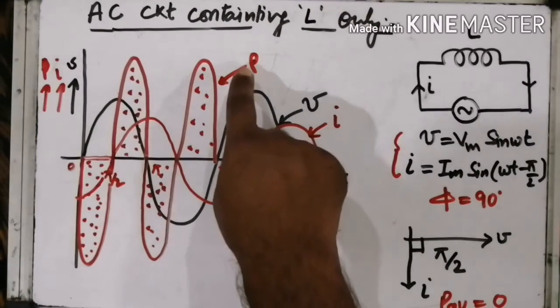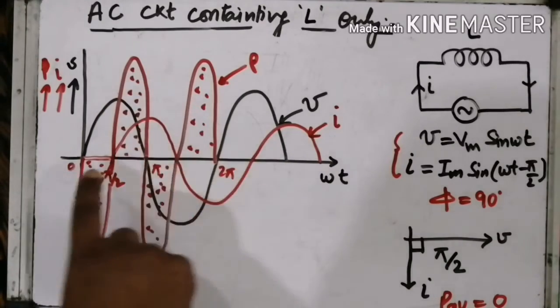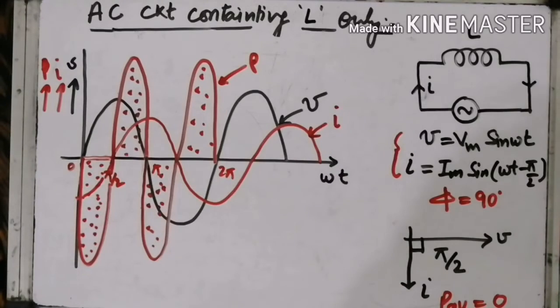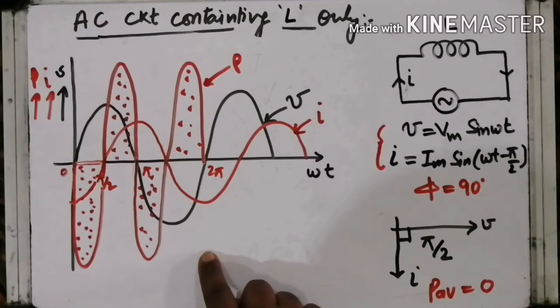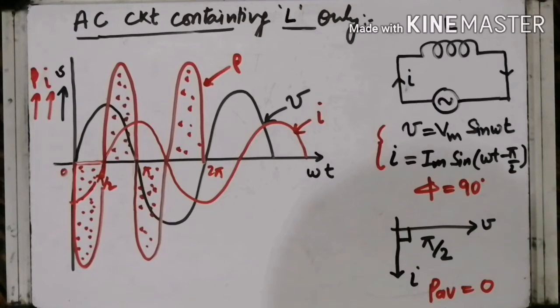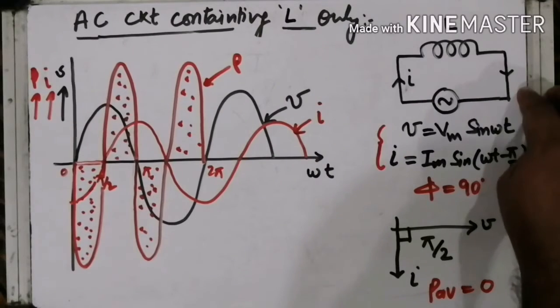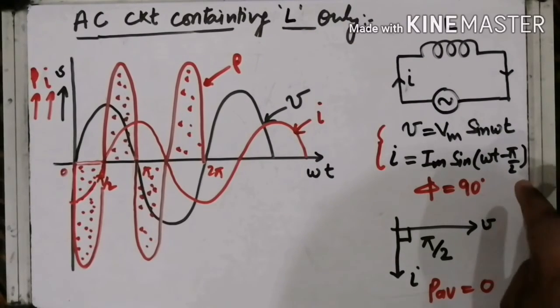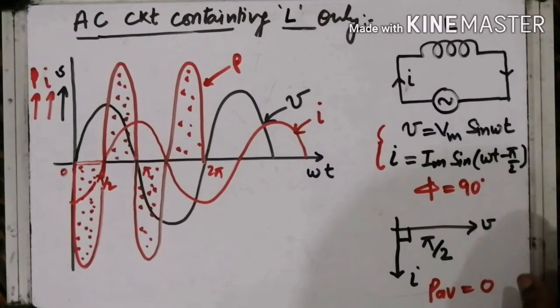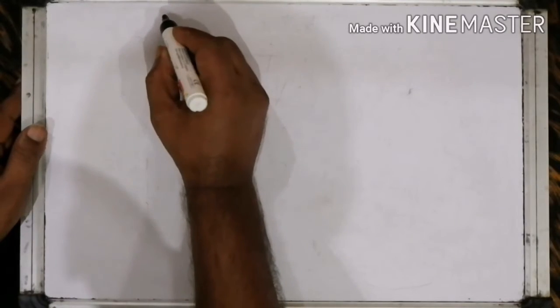See, in the case of the power, here the power is negative and here the power is positive. So the average power is 0. That's why the average power is 0, right? Here one thing: current lags behind the voltage by an angle of 90 degrees. So see the overall purely inductive circuit: diagram, equations, phase angle, phasor diagram, average power and waveforms. AC circuit.